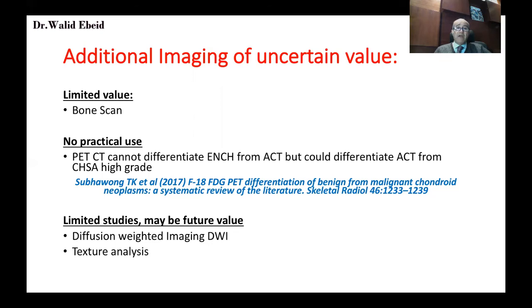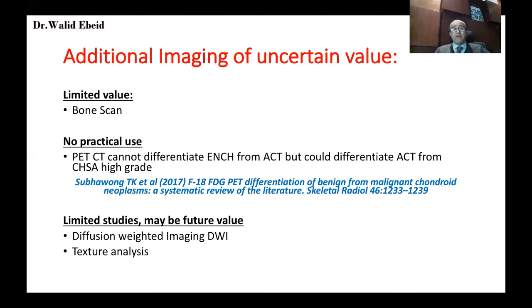However, a systematic review of the literature in Skeletal Radiology found that PET-CT showed that lesions that have an SUV of more than 2 were more likely chondrosarcomas rather than benign enchondromas.